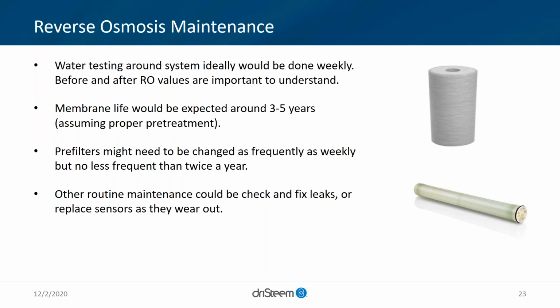Membrane life, 3 to 5 years again. I've seen as much as 10 years. That would be an extreme, and I've seen as frequent as 6 months, if you don't have good pre-treatment, etc. Pre-filters tend to be, I don't know, probably once a month. What you really need to look at there is, when we go back to the pressure gauges, how much has that filter fouled over that time? And then other routine maintenance, check for leaks, replace sensors as needed. Beyond that, you'll come across the majority of that.